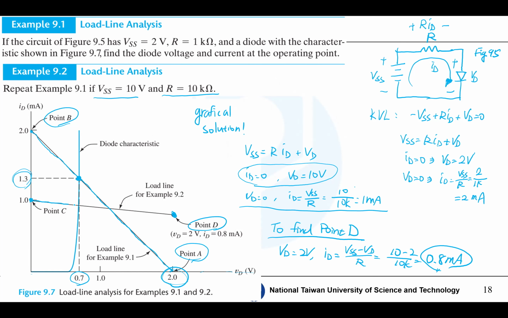So we can still draw a long line and then find the intersection. This is the VD we need to calculate, and this is the ID we need to calculate. Although the procedures are the same, example 9.2 teaches you how to still solve the problem when one point is out of the scale of this diagram.